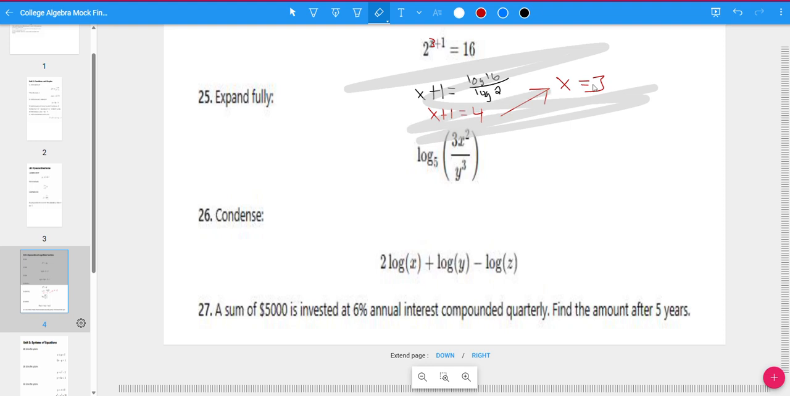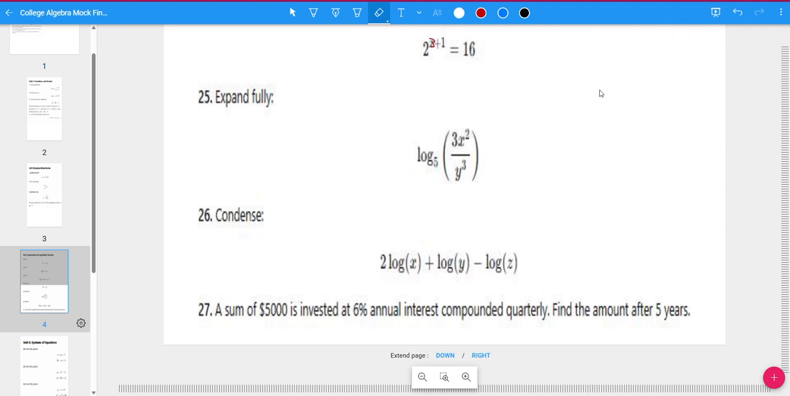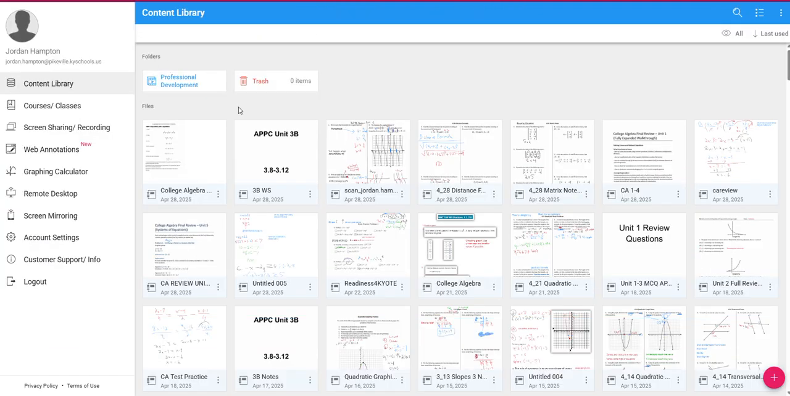So if you look at 25, to expand, if you go to the unit, what is this, unit 4? Yeah, if you go to the unit 4 review packet that I gave you all, I put all of the expansion rules and condensing rules in a chart at the last page. So let me pull it up real quick.